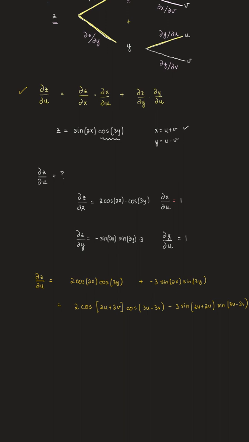Since this video is already pretty long, I'm going to let you try. So find the partial derivative of z with respect to v this time, and we already have the tree diagram created, so you can just follow the branches that lead us to z from the independent variable v.